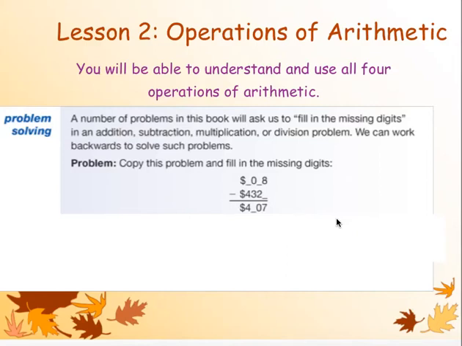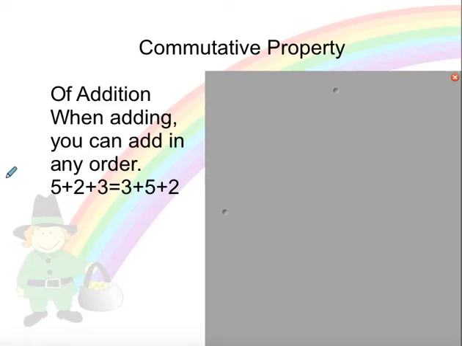Course 2, Lesson 2, we are looking at operations of arithmetic. Kind of a deceiving title because really what the focus is, is all of the different properties that we have with our operations. So when we look at our different properties, you can see that some of them are pretty familiar. Things like the commutative property.